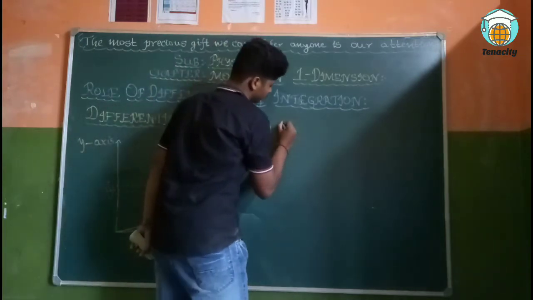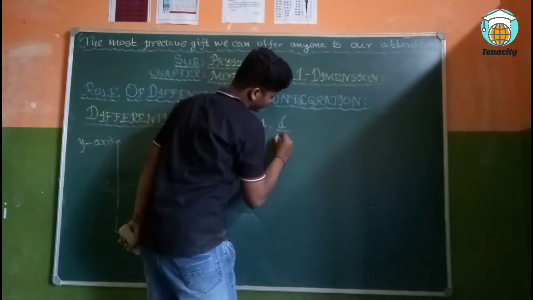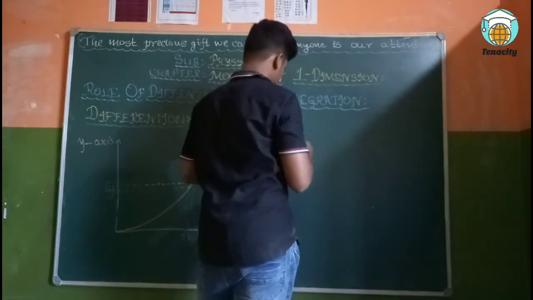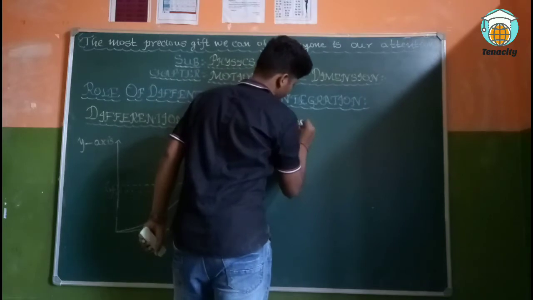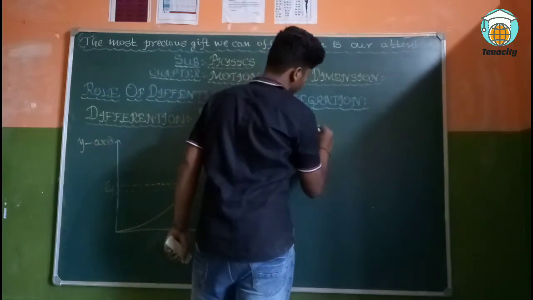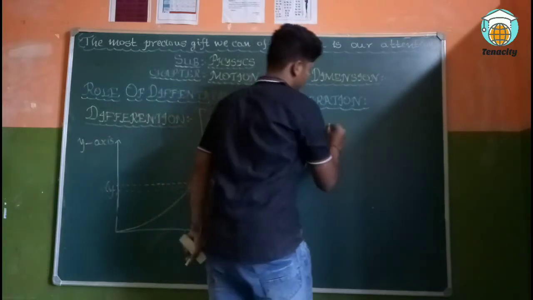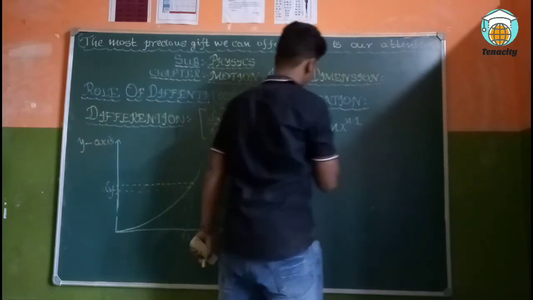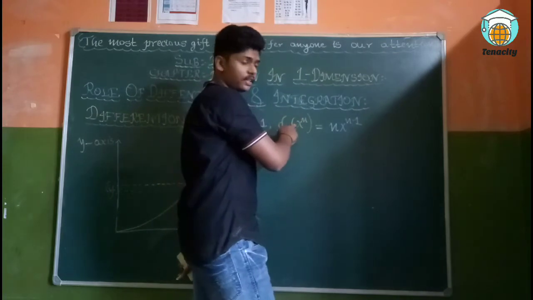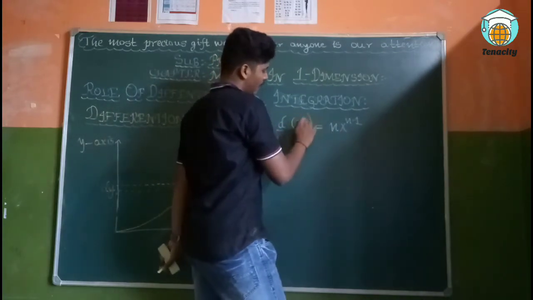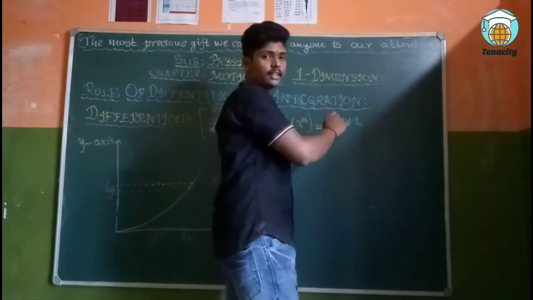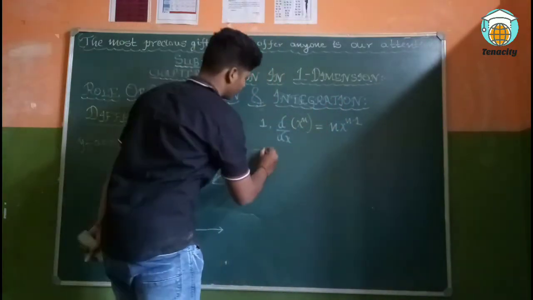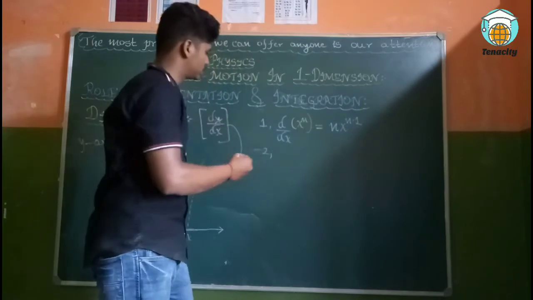First, d by dx of x power n is equal to n x power n minus 1. The power comes in front as n x, and the power gets decreased by 1. So this is the first formula of differentiation.